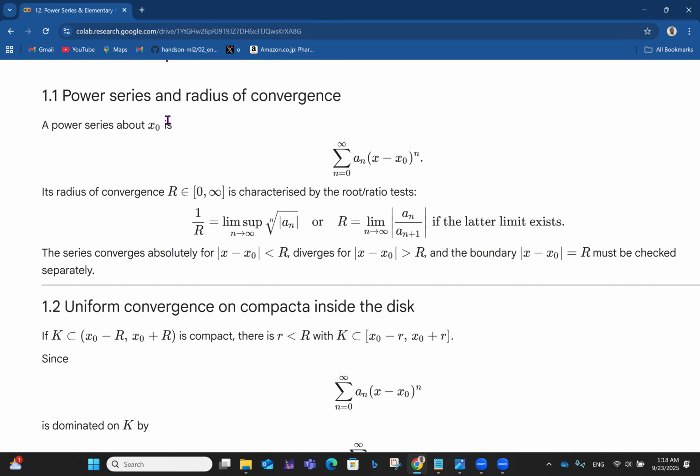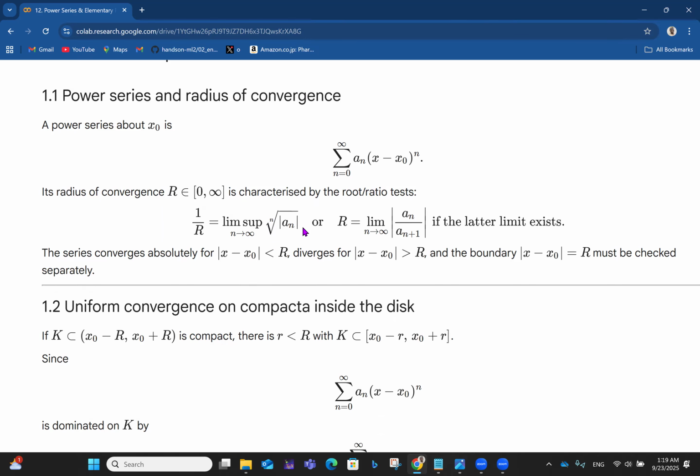So a power series about x naught is the summation from n equals 0 to infinity of a sub n times (x minus x naught) raised to power n. Its radius of convergence R, which belongs to the closed interval 0 to infinity, is characterized by the root or ratio tests, so that 1 over R is the limit superior as n approaches infinity of the nth root of the absolute value of a_n.